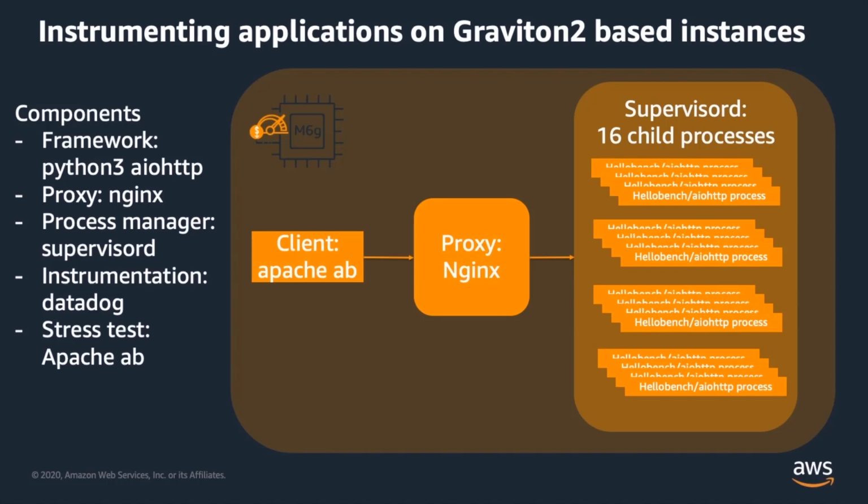So I've installed that software on both an M6G 4XL instance and an M5 4XL, and we are going to compare the behavior of both of them. The application is instrumented using the Datadog framework, so we will be able to follow the number of requests per second that the application is going to receive and the performance of both the M6G instance and the M5 instance.